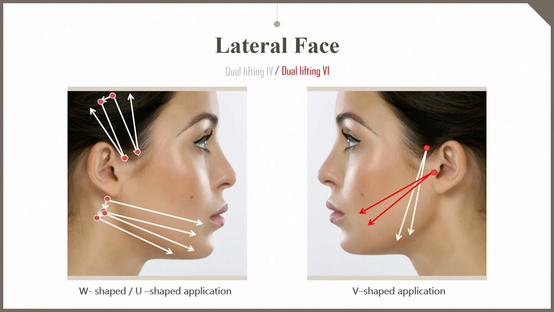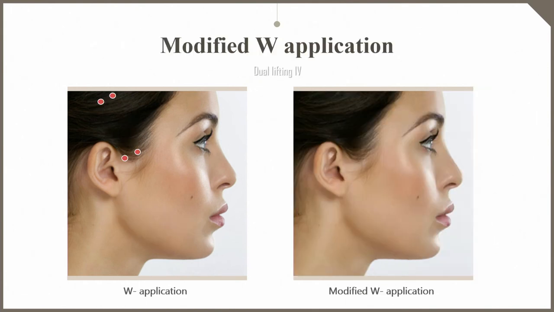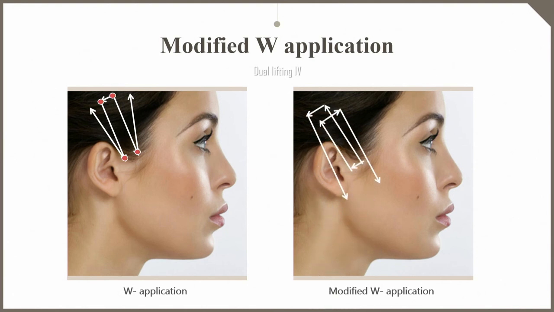But if I apply the thread on a more exposed part like the sideburn or anterior part of the ear, I prefer to apply the V-shaped method because it can create less scar and less irregularity. And this is a conventional W application, but you should know the acute angle created by the W can cause severe pain at the acute angle point. So nowadays, I prefer to use a modified W application. There is no acute angle here, so the patient will feel far less pain than the previous one.